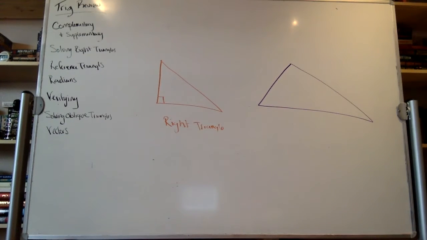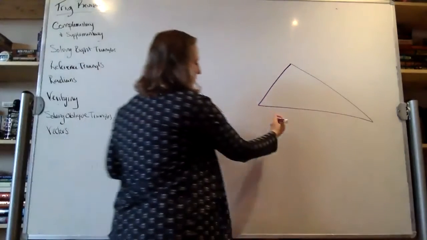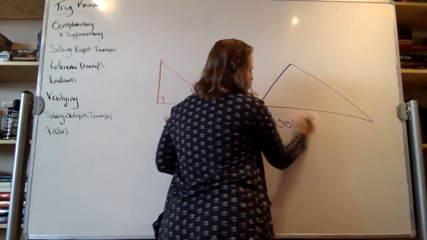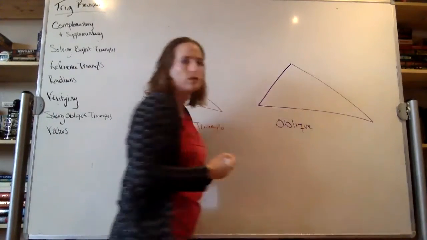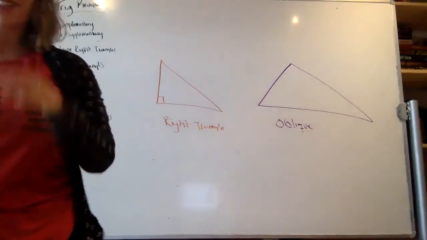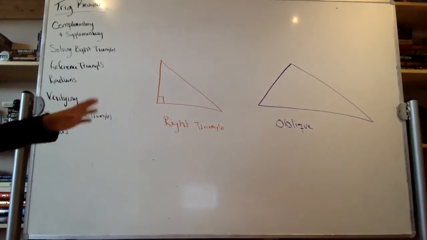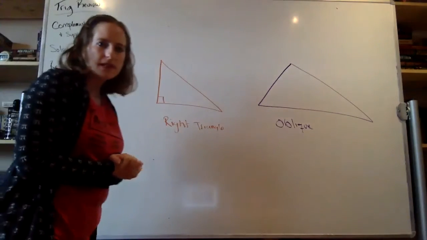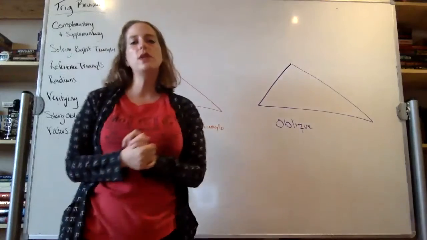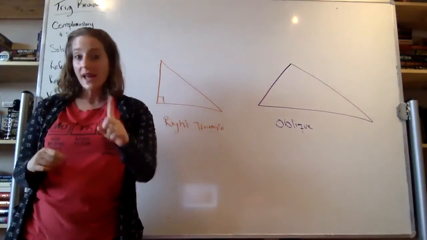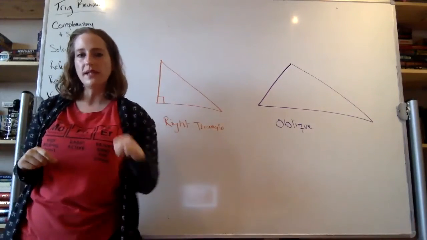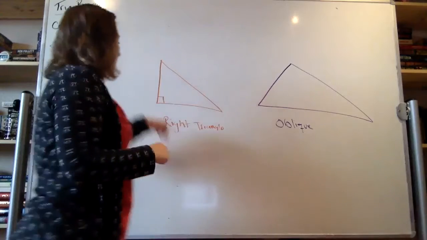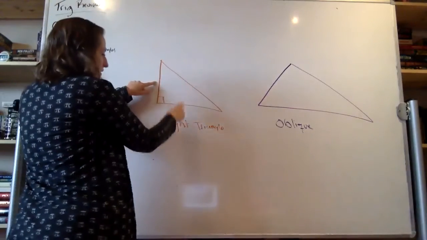So how do we go about solving these things? Well, we use a little bit different techniques, okay? Now, in order to solve either one of these, we have to know something, right? And the big thing to remember is that in order to solve a triangle, you need to know one side length and two other pieces of information, okay? So that could be a side length and two other side lengths.